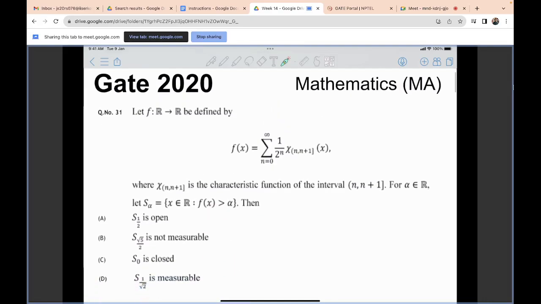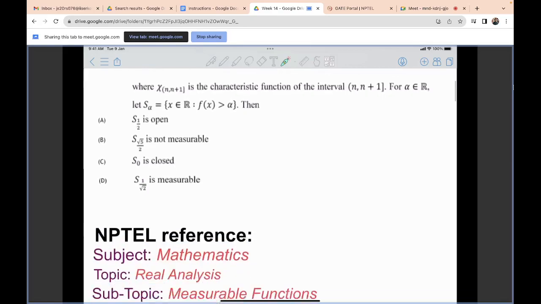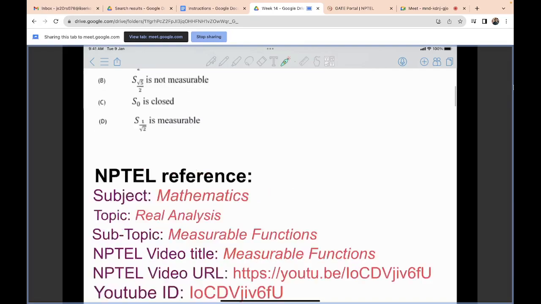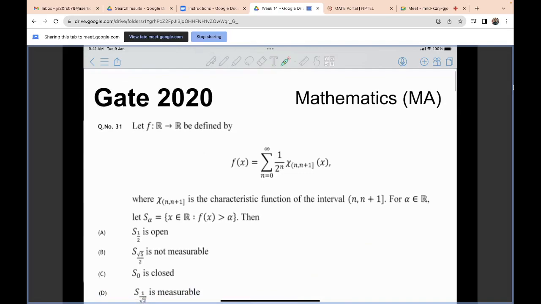Okay, so you have to check basically whether this set is open, closed or measurable. These are the three things you have to check for different values of alpha. Okay, so this is the NPTEL reference. This you can check. Okay, let's try to solve this one. So let's try to understand what this function is.